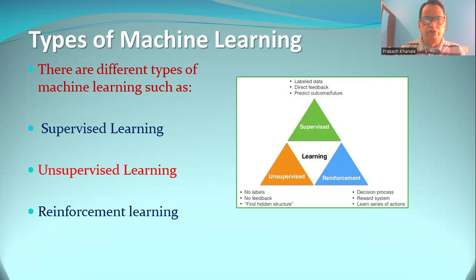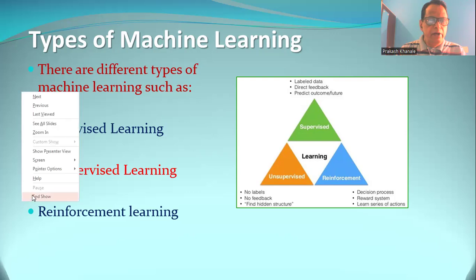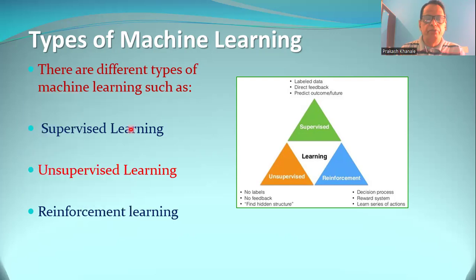So let us start the session and understand what we mean by unsupervised machine learning. As we know, there are different types of machine learning. Machine learning is a part of artificial intelligence. In machine learning, what we do is provide the appropriate data, and from this data, the machine will start learning.